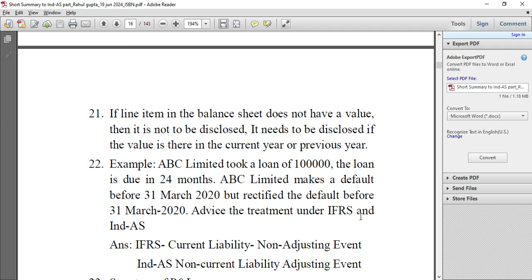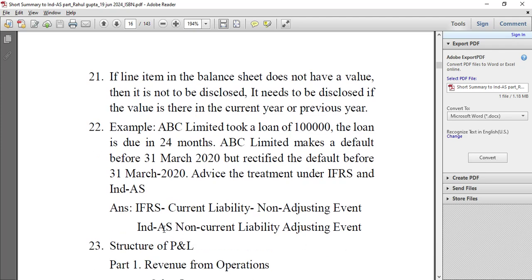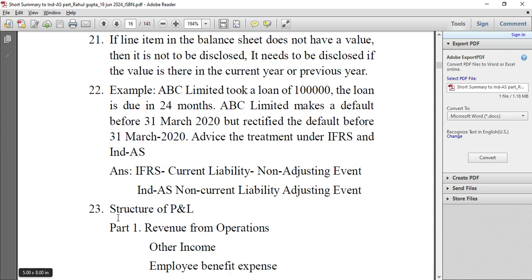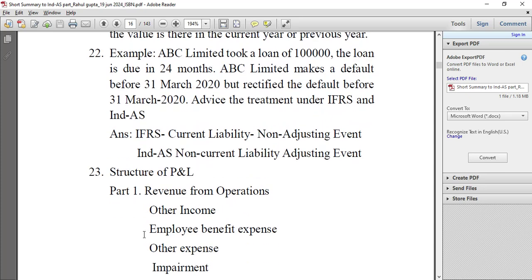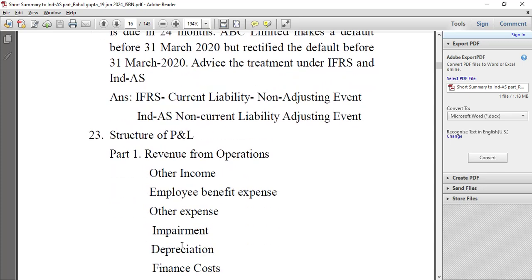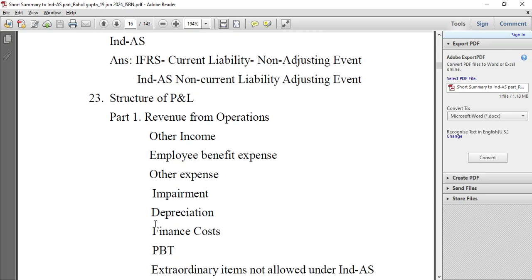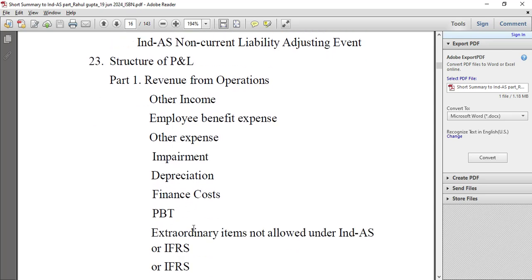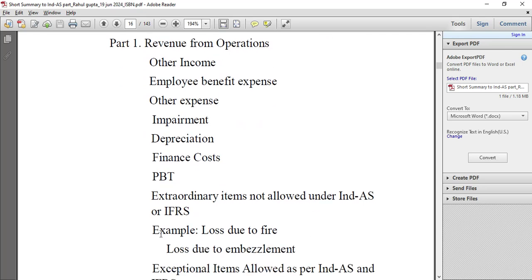Advise the treatment under IFRS and Ind-AS. Under IFRS, it will be treated as a current liability, non-adjusting event, and in Ind-AS, it will be a non-current liability, adjusting event. Structure of P&L: revenue from operations, other income, employee benefit expense, other expense, impairment, depreciation, finance cost, profit before tax. Extraordinary items are not allowed as per Ind-AS or IFRS.